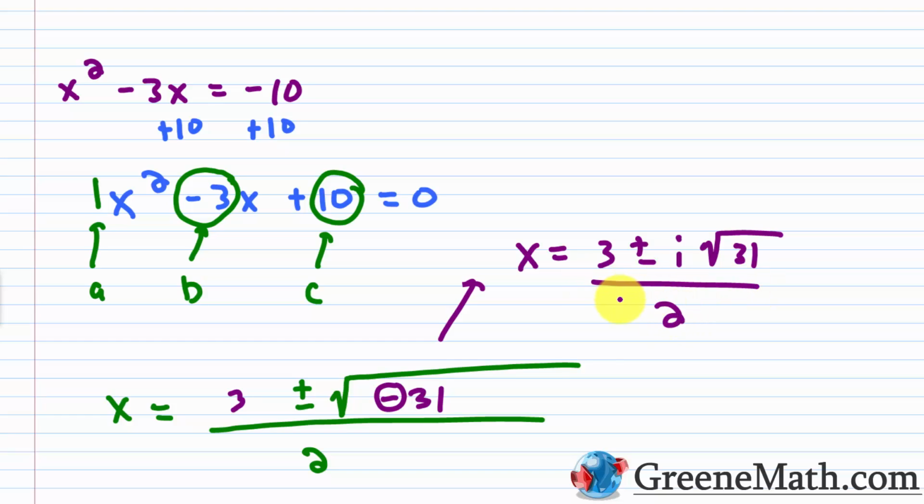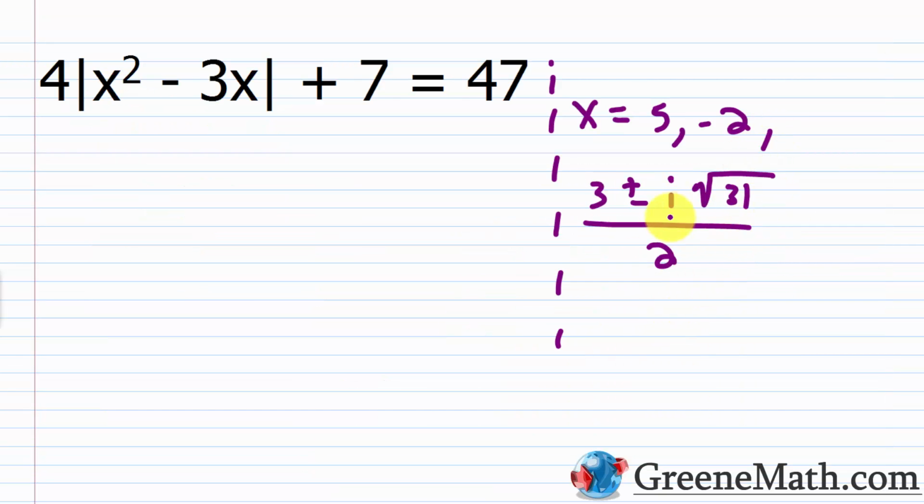Okay, so again, this is two solutions. It's 3 plus i times square root of 31 over 2, and it's 3 minus i times square root of 31 over 2. Okay, so let me copy this, and I'm going to erase everything else. Okay, so I'll put a comma and I'll put this here. So we have 4 solutions. x can be 5, x can be negative 2, x can be 3 plus i times square root of 31 over 2, and then lastly, x can be 3 minus i times square root of 31 over 2.